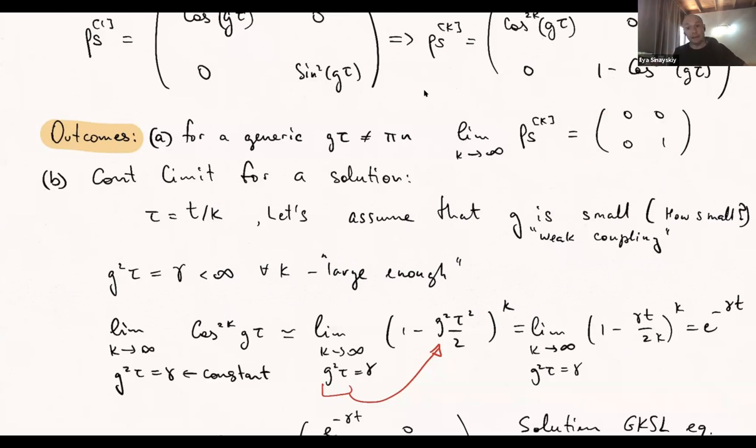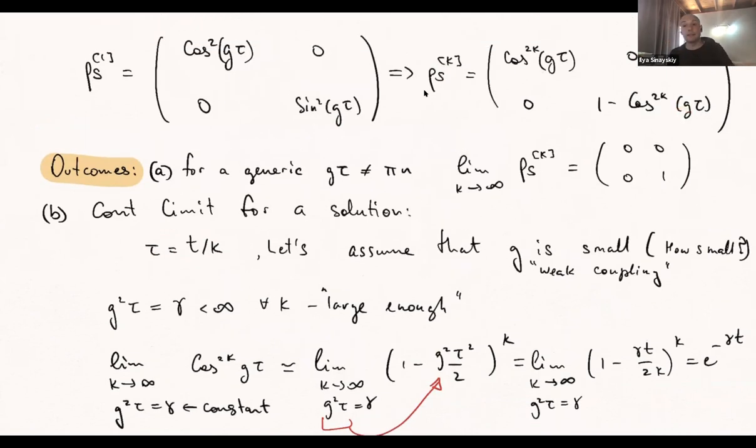Second bit of physics, let's try doing the continuum limit. So let's say that this time tau, which we have here, is in fact our current time t divided by some k, where k is the number of tries. And in order to obtain something reasonable, because you can try doing the substitution, taking the limit of k going to infinity, but you might see that nothing reasonable is coming out.